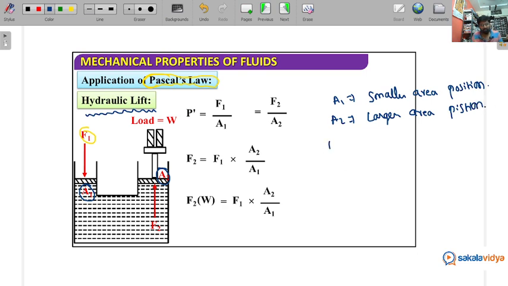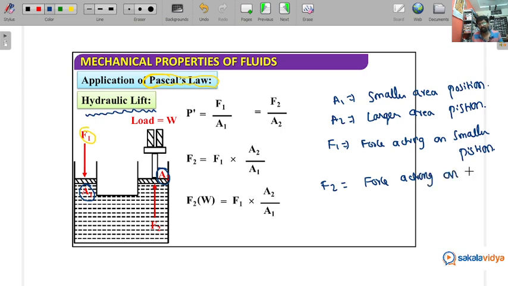So F1 is a force acting on the smaller section or smaller piston. F2 is the force that is acting on the larger piston. So when we apply force on a smaller section, it is going to lift the load.